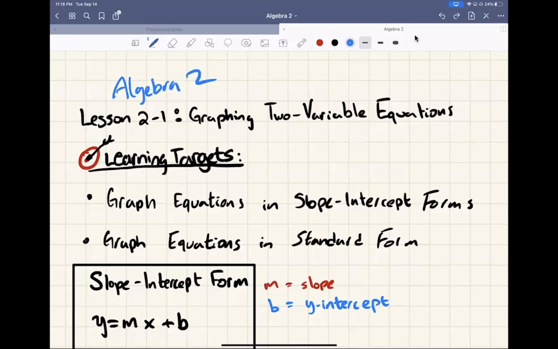Today's lesson is going to be lesson 2-1, graphing two variable equations. We're gonna take a little detour from our Springboard book. I really don't like the way it covers it, so we're just gonna do this the old school way, me just giving you some examples and see how it goes, right? So once again, we're gonna be graphing equations in two variables, in slope-intercept form and in standard form. Those are our learning targets, okay?